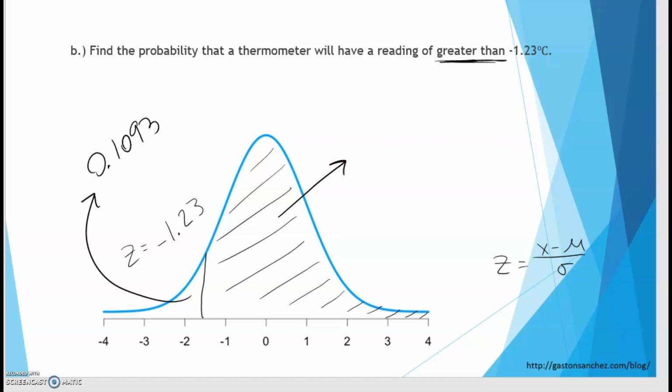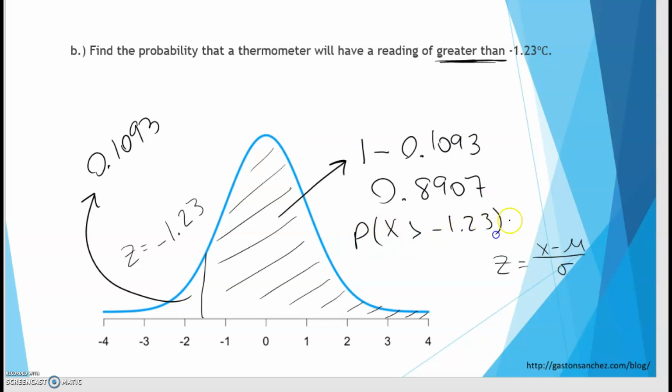If I know that the total area under this entire curve is 1, and I know the area to the left of it is 0.1093, then the area to the right of it is going to be 1 minus what we just found, which is 0.8907. So the probability that x is greater than negative 1.23 is equal to 0.8907. And that is your final answer.